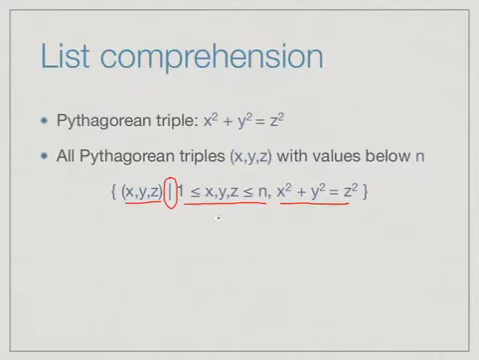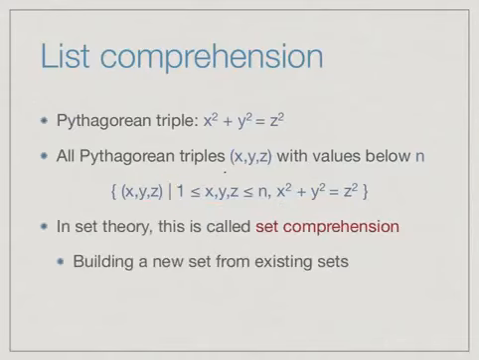So this is, in some sense, where we get the values from. This is an existing set. We have x ranging from 1 to n, y ranging from 1 to n, z ranging from 1 to n. And we put together all possible combinations. Then we take out those combinations which satisfy a given property, x squared plus y squared equals z squared. And those are the ones that we extract out.